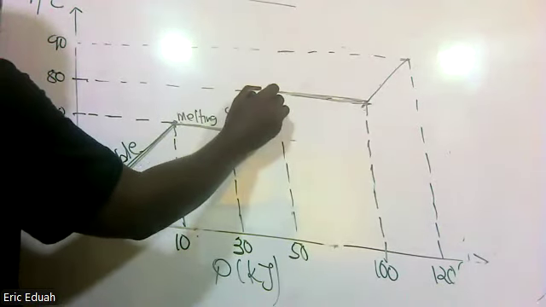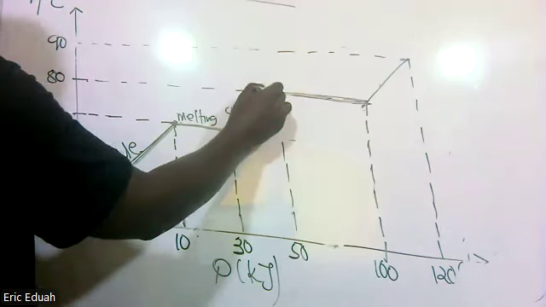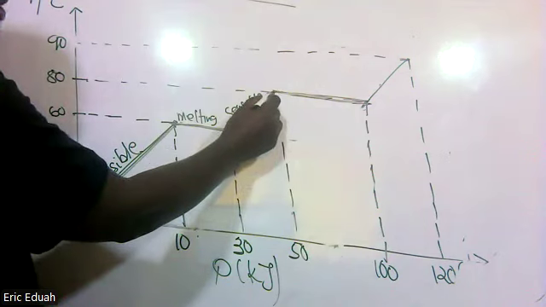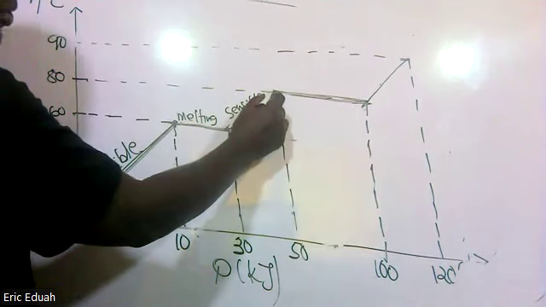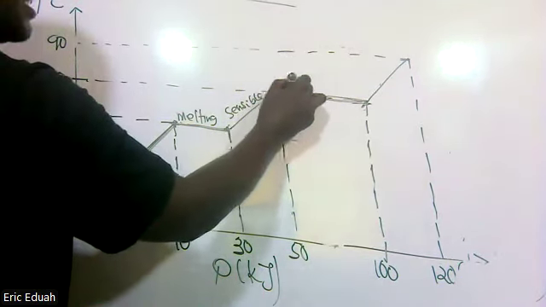So we can deduce that this is the boiling point of the material. The boiling point of the material is 80, where the material changes state from liquid to gaseous. So this is vaporization.